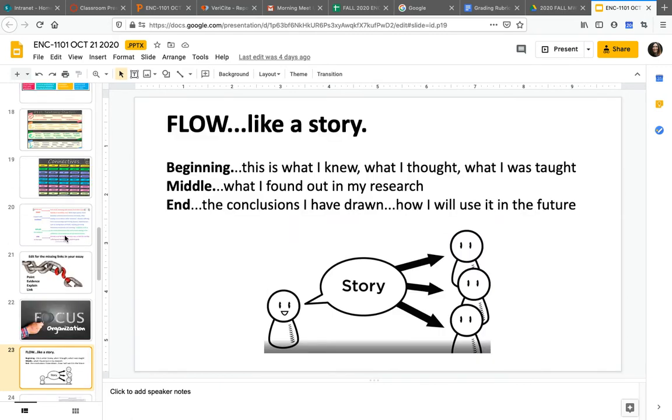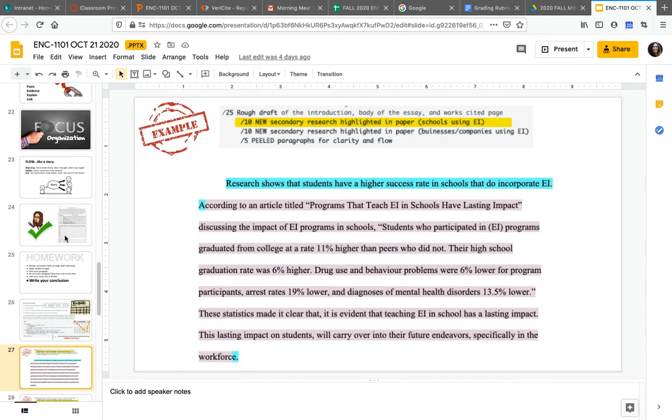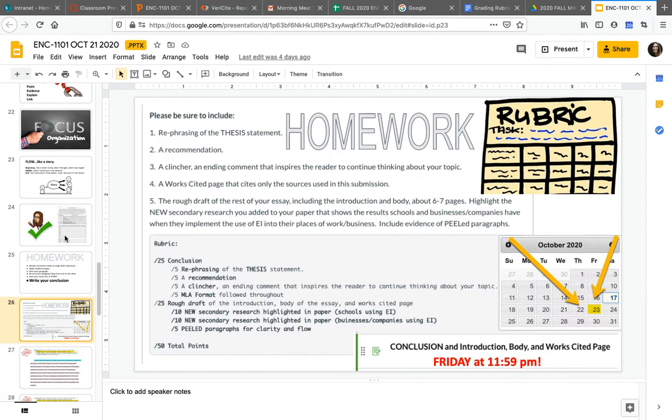The new information is really about your conclusion. Okay, so on Friday night at midnight, I want you to turn in your conclusion. That will be worth 25 points here. You have to rephrase your claim, make a recommendation. Obviously, that probably is that schools should teach emotional intelligence or something like that. Then a clincher, and MLA format.